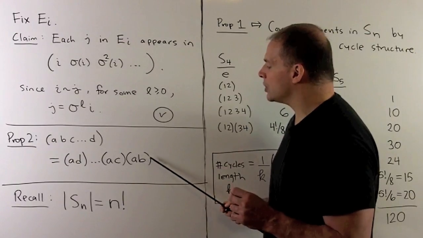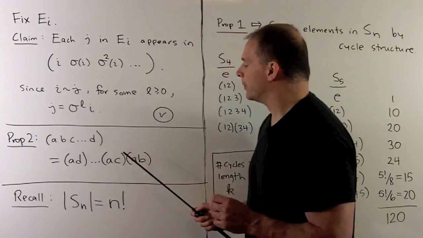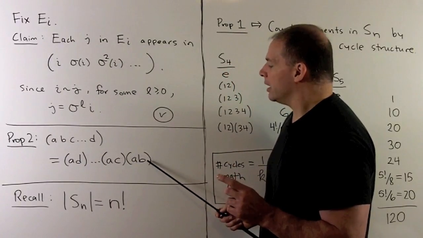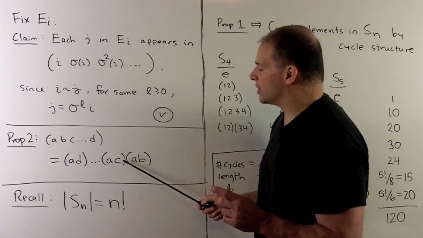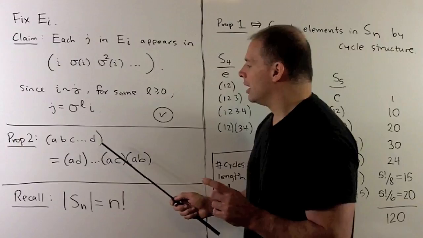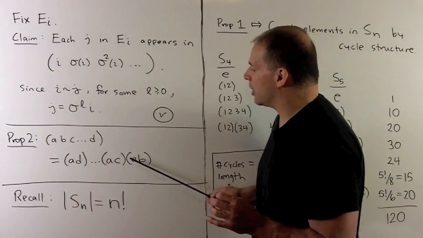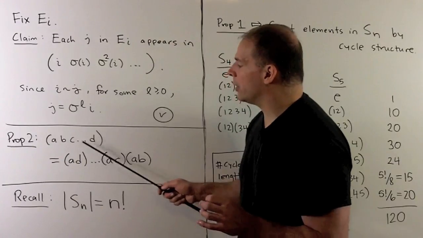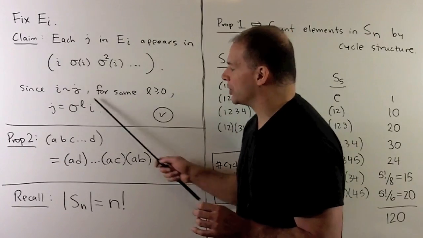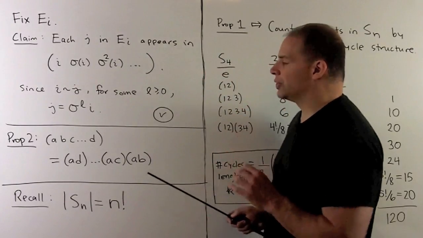First, I have A goes to B. B doesn't appear in any of these, so we have A goes to B. B is going to go to A goes to C, and then C doesn't appear in any of these, so we have B goes to C. Till we get to the end of the list, and then I want to know where D goes. D doesn't appear until we get to this 2 cycle, and then we have D goes to A, closing up our cycle. So, proposition 2 holds.